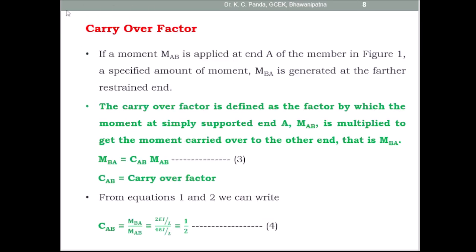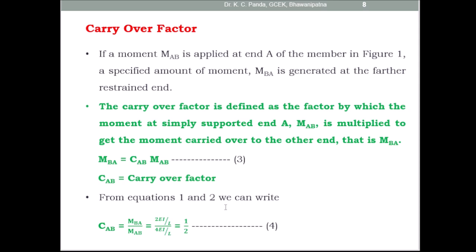Then coming to what is carryover factor. If a moment MAB is applied at the end A of the member in figure 1, a specified amount of moment MBA is generated at the further restrained end. The carryover factor is defined as the factor by which the moment at the simply supported end A, MAB, is multiplied to get the moment carried over to the other end, that is MBA. That is, MBA is equal to CAB into MAB. So this is equation 3, where CAB is the carryover factor.